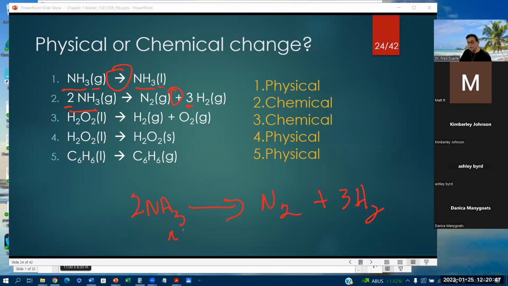There are 2 molecules of ammonia, which is written as so. So you can see there are 2 nitrogens total. On the right side, we have 2 nitrogens, okay? And we have a total of 6 hydrogens on the product side.